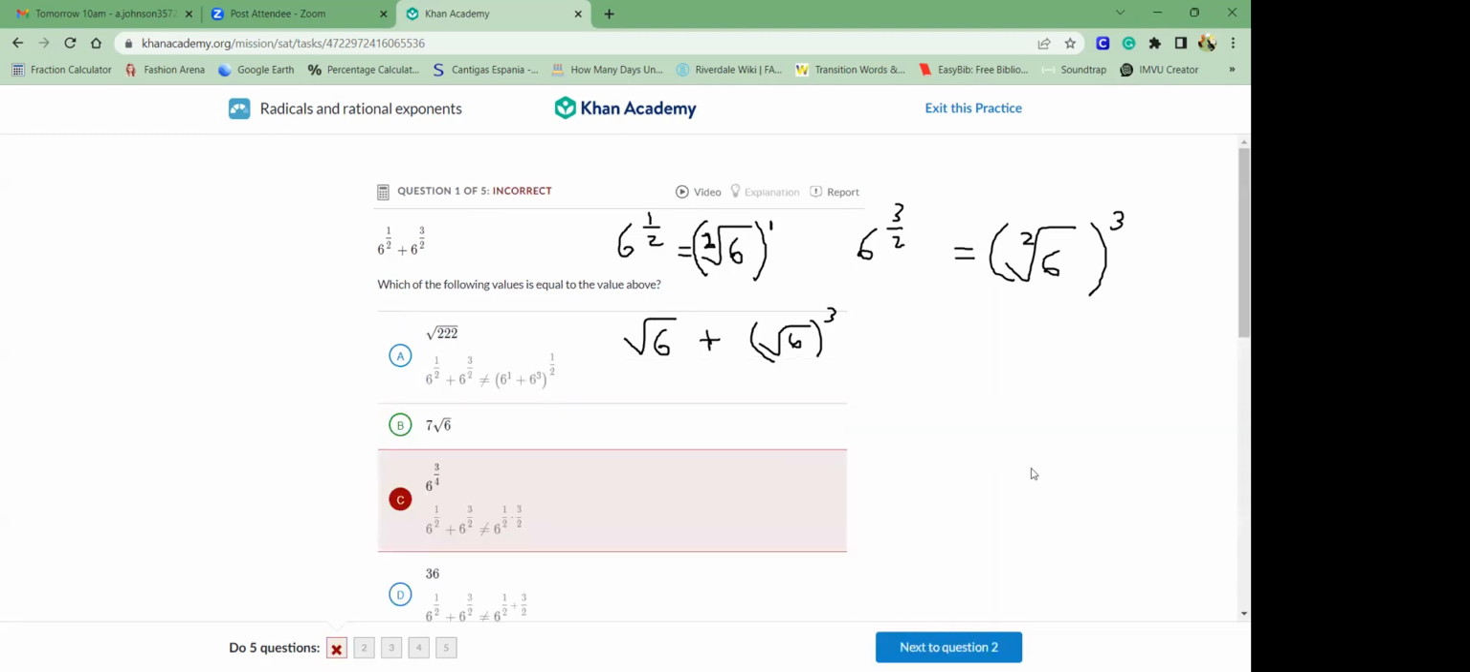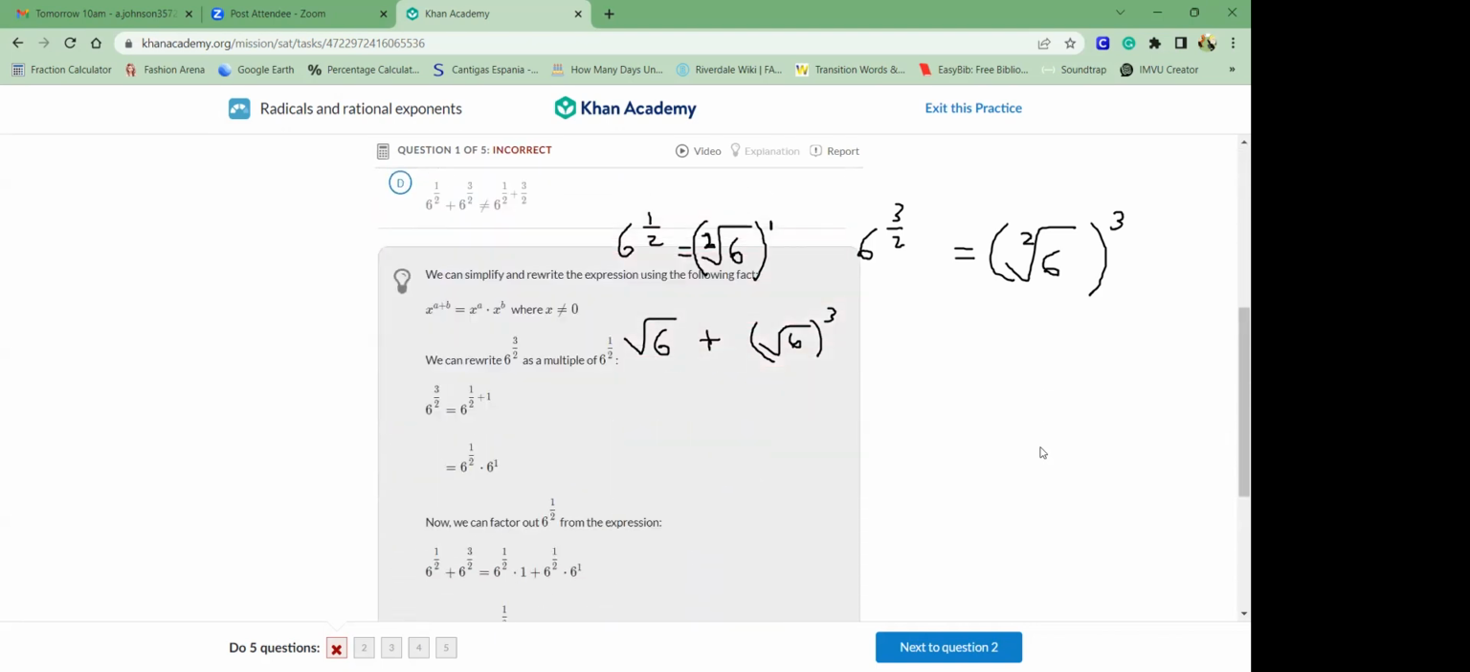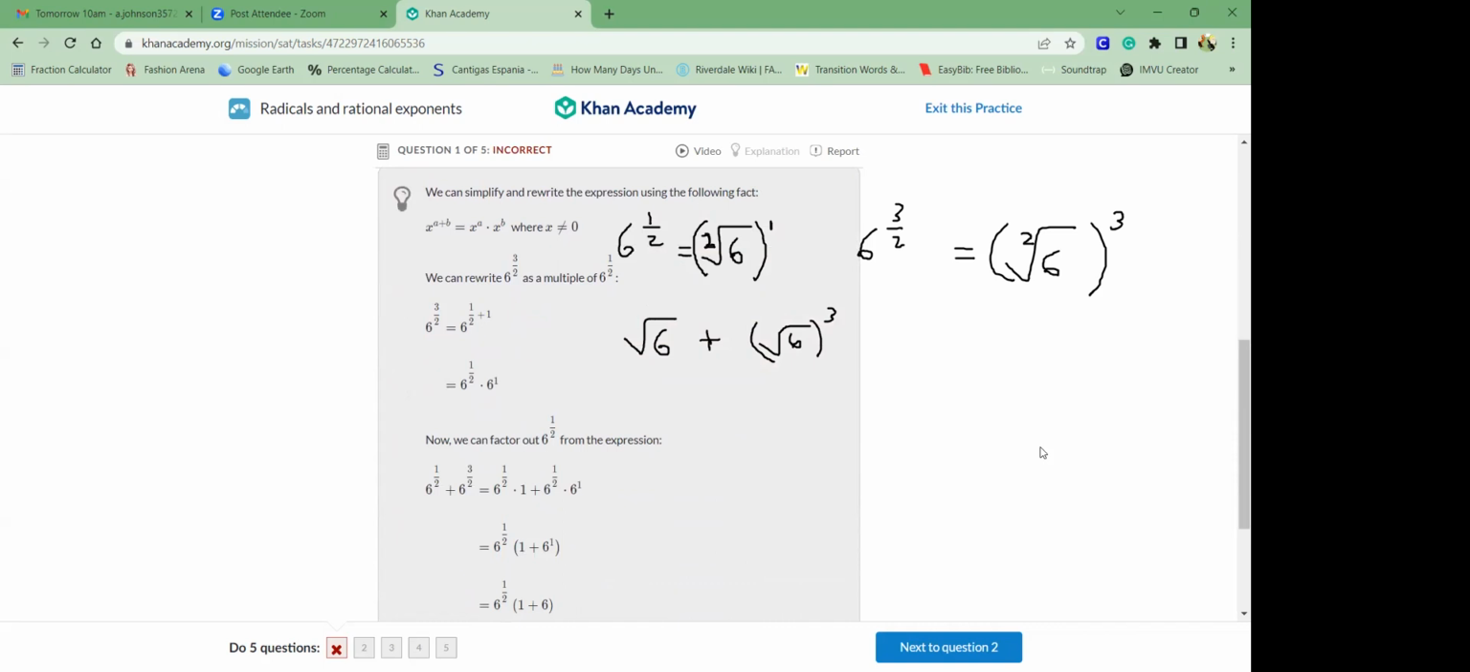Okay, 7√6. Okay, let's see how they're getting that. Let me erase this. This one I wasn't sure of actually. Let me see the explanation.